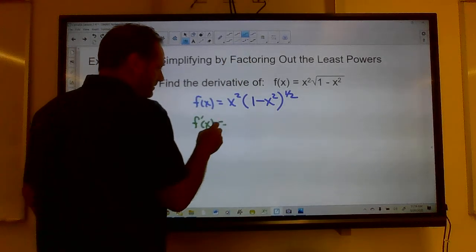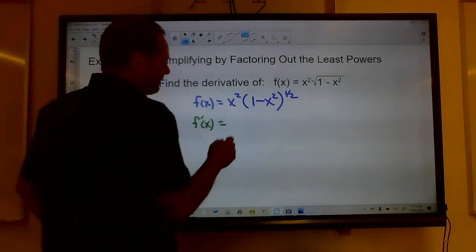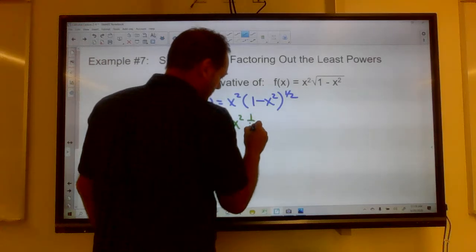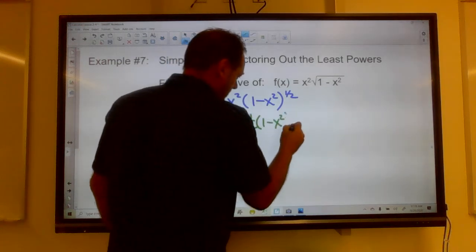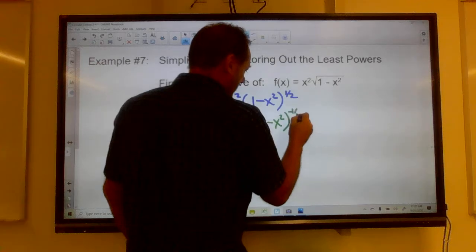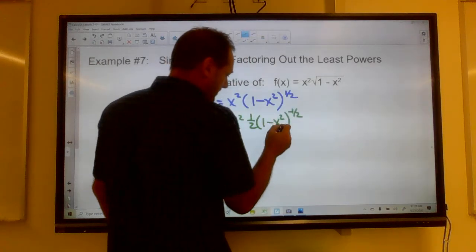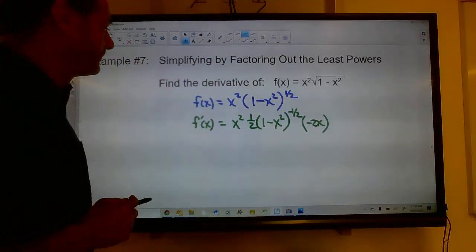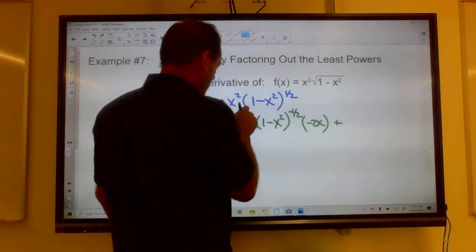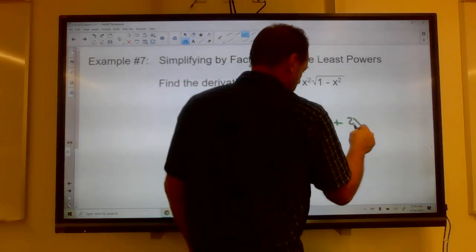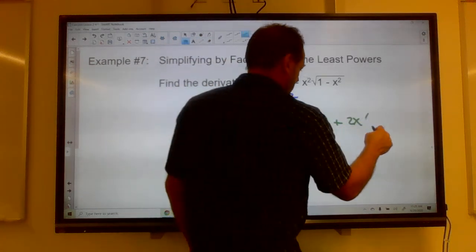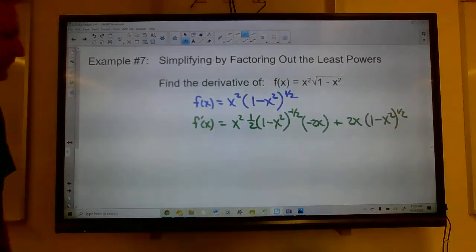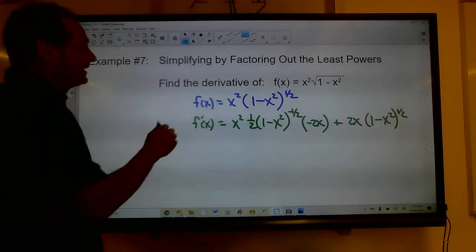So f prime of x is going to be this times the derivative of this. So 1/2 1 minus x squared to the negative 1/2. Then remember, to use the chain rule, I got to multiply this by the derivative of the inside, which is going to be negative 2x, plus the derivative of this, which is 2x, times this, 1 minus x squared to the 1/2. I got some cleanup to do on this thing.